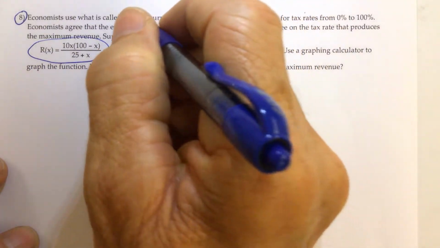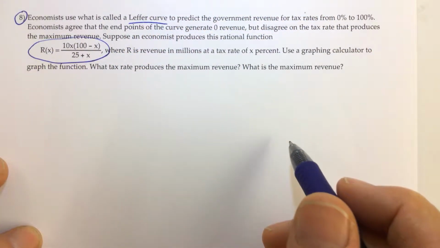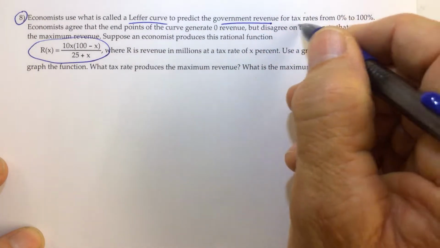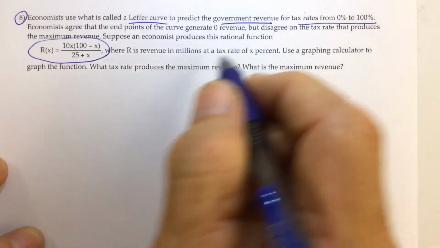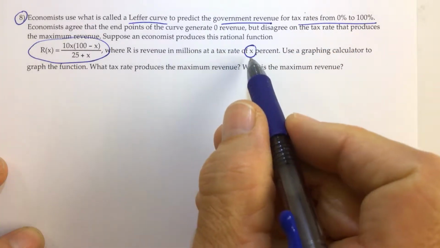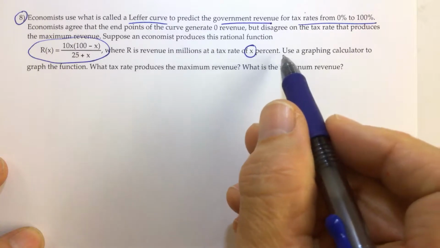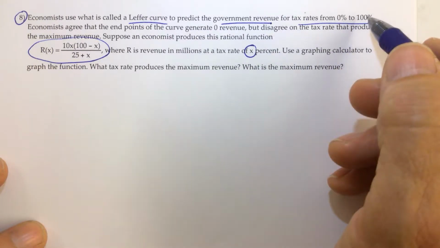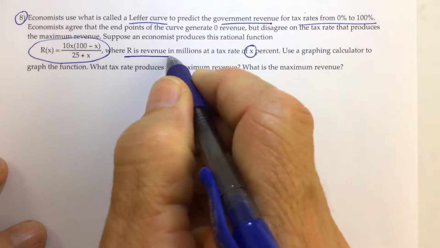We have this Laffer curve, never heard of it, to predict the government revenue. So keywords here: tax rates from 0 to 100%. So when we see an X in our problem here, we're going to realize that that's a percent. So that's from 0 to 100. That gives us some good domain restrictions. And then R is revenue in millions.